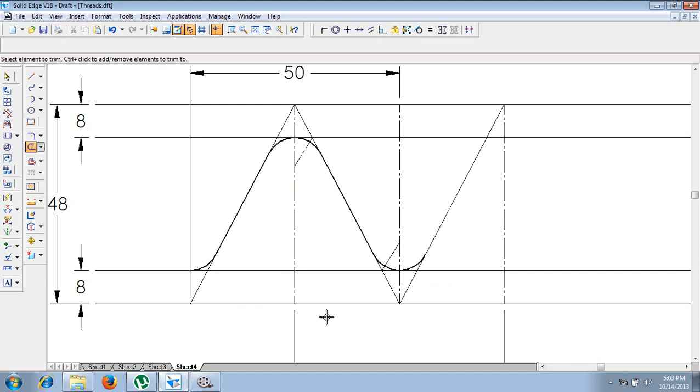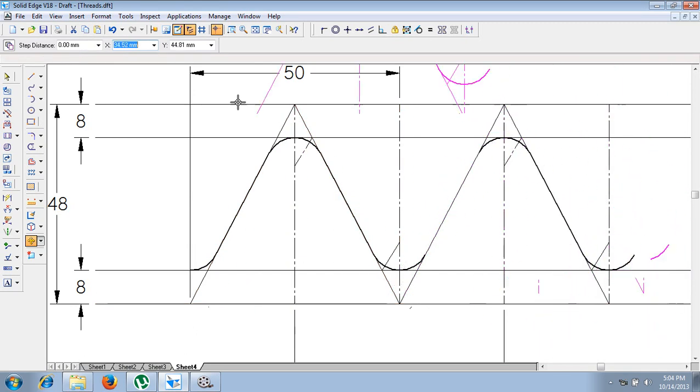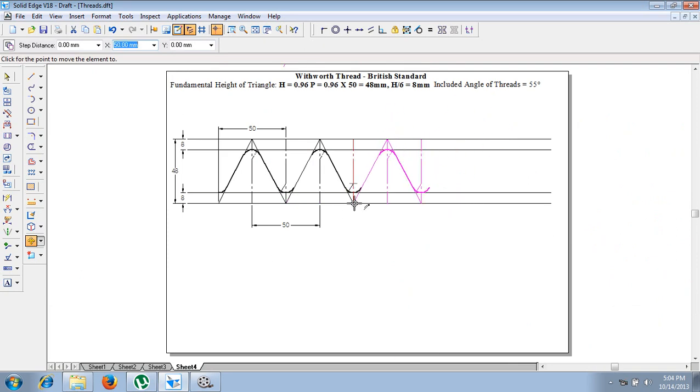Now after completing these things, we have to obtain minimum 3 thread profiles. So now hold the Ctrl or Shift key, then select the required lines. Now after selecting these required lines, leave the Control key. Then using a move command, move with respect to one of the specified points. Let me take the end point of the line over here and it should be positioned over here. Now you can see one more triangle has been formed. In the same way, we have to form minimum 3 triangles. Now I have formed a minimum of 3 triangles.